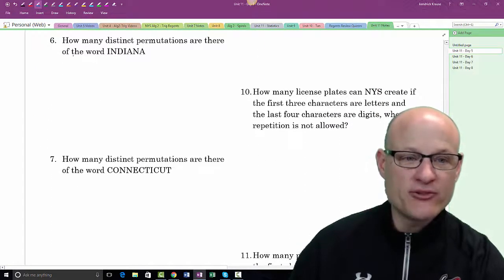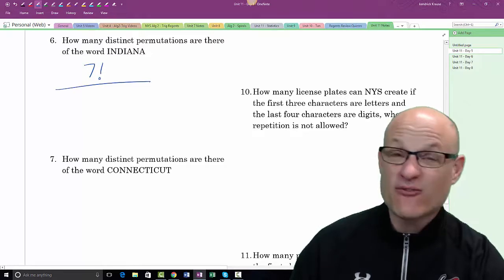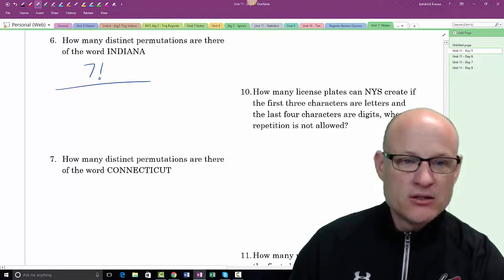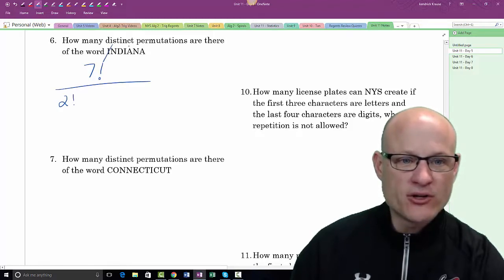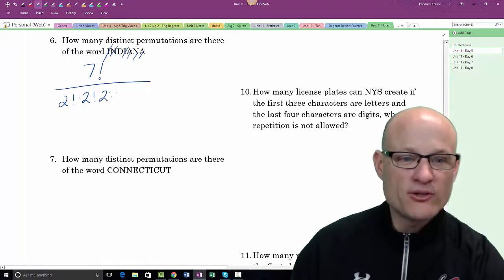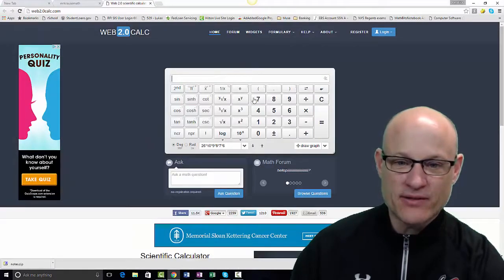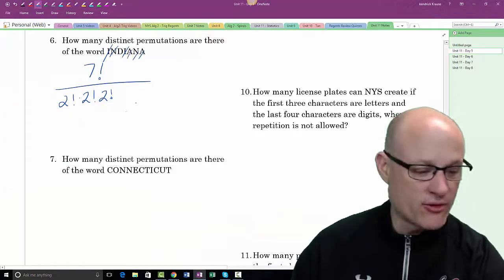How many distinct permutations on the word Indiana? 1, 2, 3, 4, 5, 6, 7. 7 factorial, if they were all different. I have 2 I's, 2 factorial. Cross them off so you know you've used them. I have 2 N's, 2 factorial. I have 2 A's. By the way, 2 factorial is just 2, so that bottom is just 8. So I'm just going to divide by 8 because I want to make my life easier. 7 factorial divided by 8 is 630.